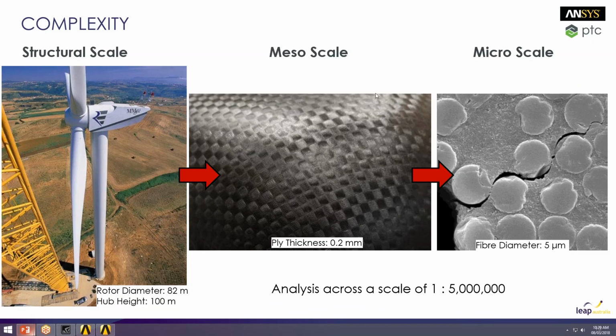And where you'll generally find the sweet spot between detail and computational efficiency is what we would call the mesoscale. So we're actually looking at individual plies. So this ply thickness is in the range of about 0.2 millimeters. So if we can design our structure from a level of detail of per ply, we will be able to analyze some of these ginormous structures efficiently.